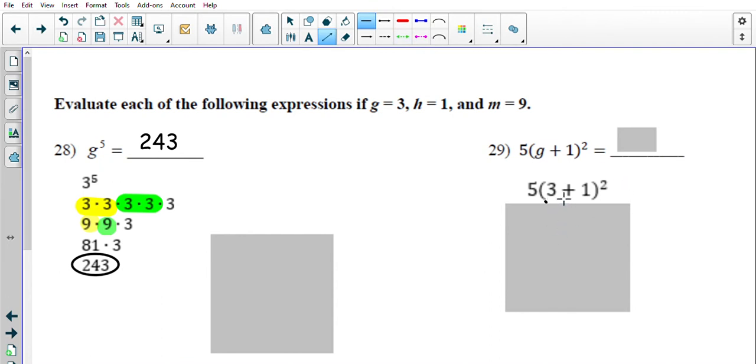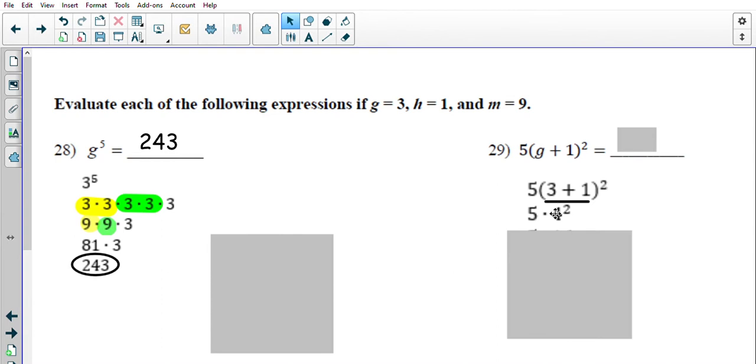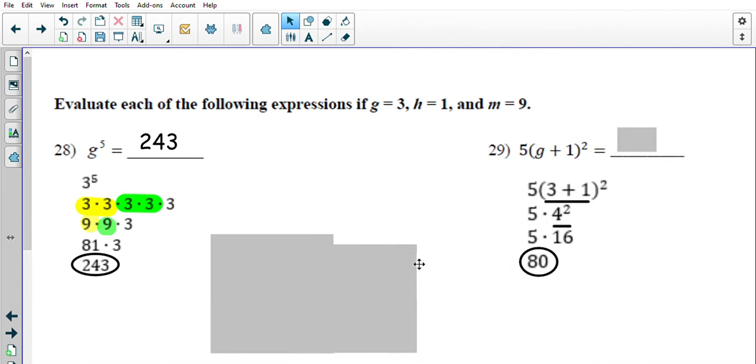So we're going to do 3 plus 1 next, which is 4. So we have 5 times, you can drop the parentheses off here, 4 to the 2nd power, but you've got to do exponents first. So 4 to the second power is not 8, it is 16. Take 5 times 16 to get a solution of 80. Some of the numbers get a little higher here, but I think you can handle it.